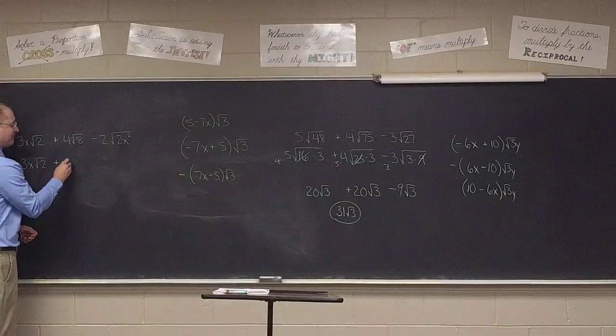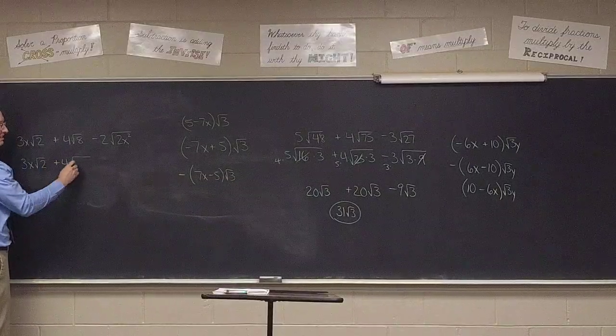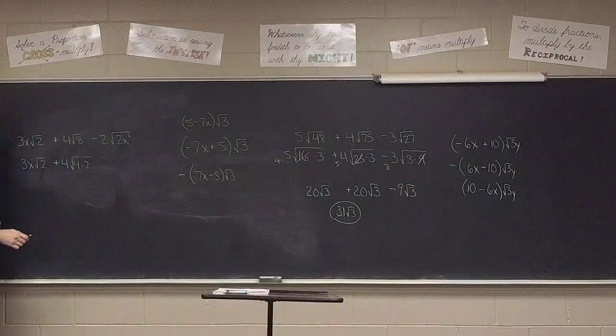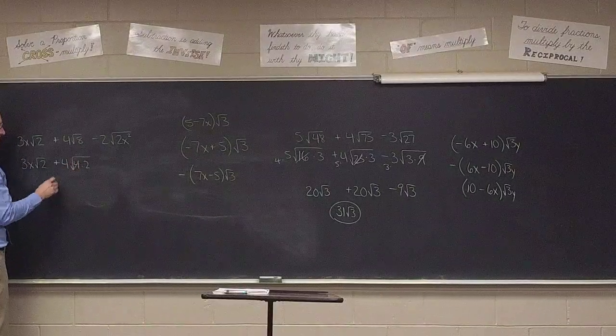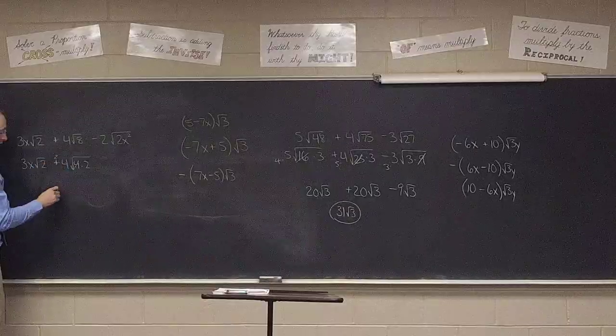How can you factor an 8? Where we can take the square root of the 4 to get 2, times the 4 that was already there.